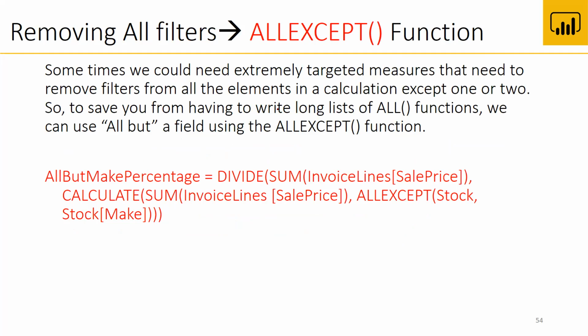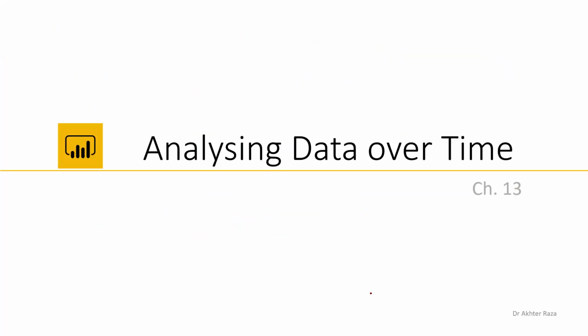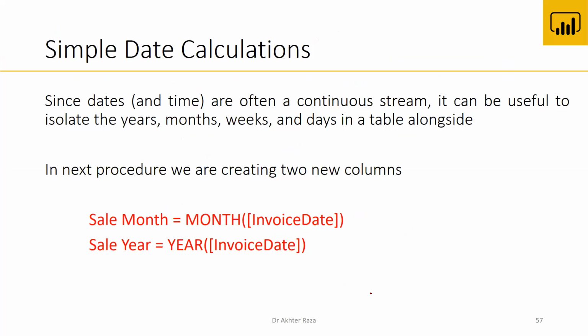In the same way, another function is ALLEXCEPT. It is implemented on all rows except only these rows, the stock table, stock make. This is the end of chapter 12, analyzing data over time.